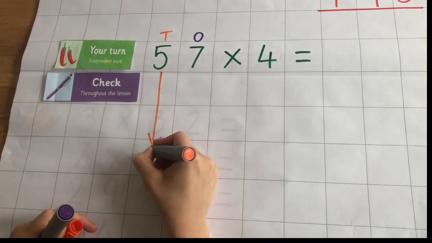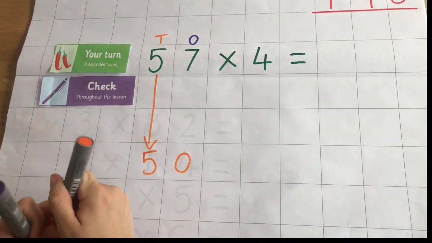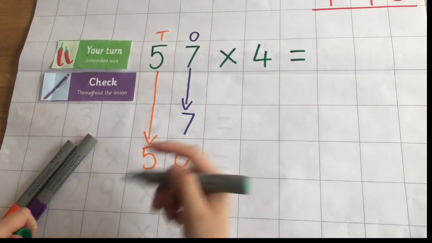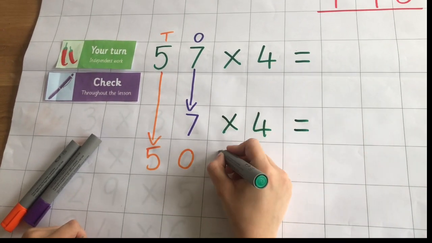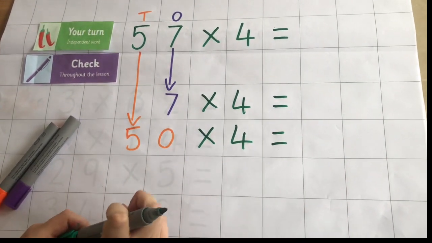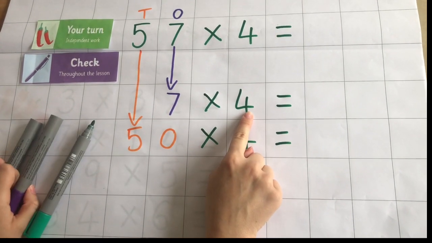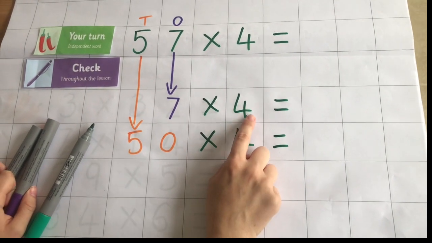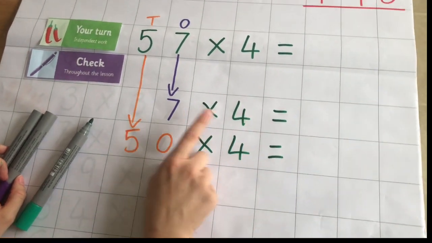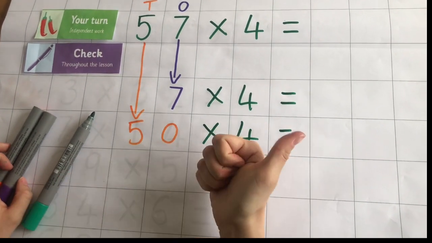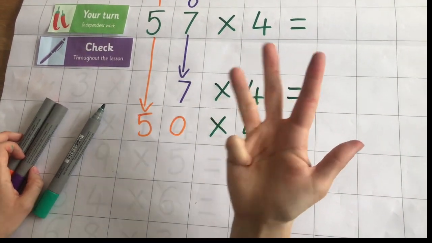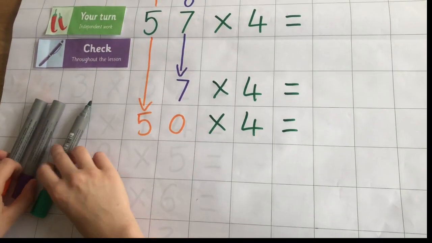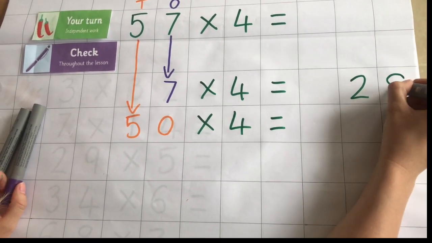Now remember, each part of this number, 57, is going to be multiplied by what? Well done. It's going to be multiplied by 4. So 7 times 4 and 50 times 4. Now, 7 times 4, we can count in our 4s. We haven't yet learnt how to count in our 7s in year 3, but we can count in our 4s. So we're going to count together to work out 4 times 7. Okay? 4, 8, 12, 16, 20, 24, 28. So our answer is 28.